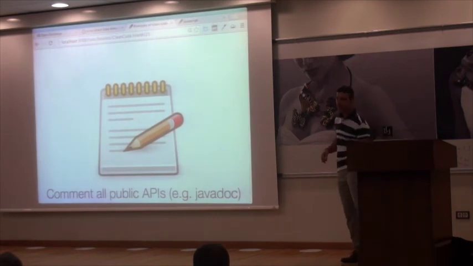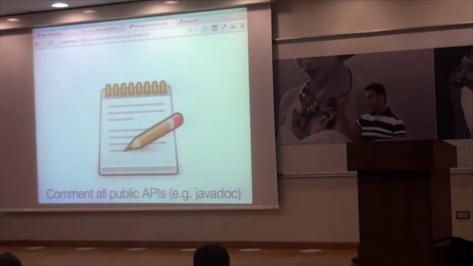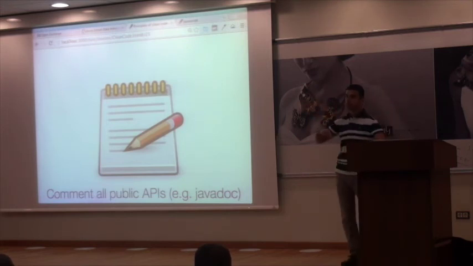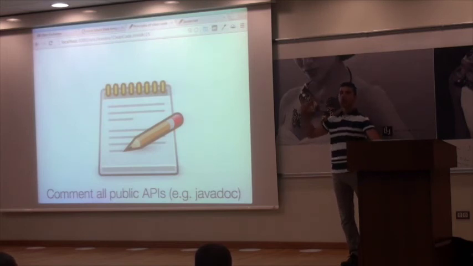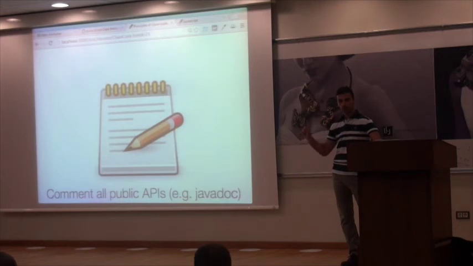Comment all public APIs. I think that's easy. As people read through and want to use your functions, they might want to read and understand what they need to do. Not how it works. Nobody cares about how it works except you. They want to know how to use it. That's what I mean. Okay, comment that.